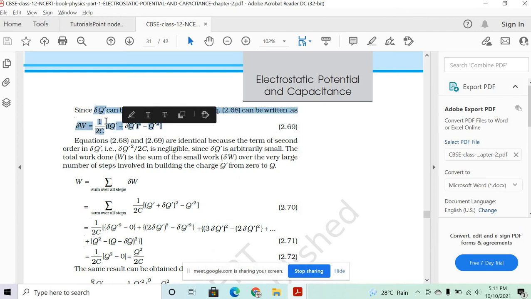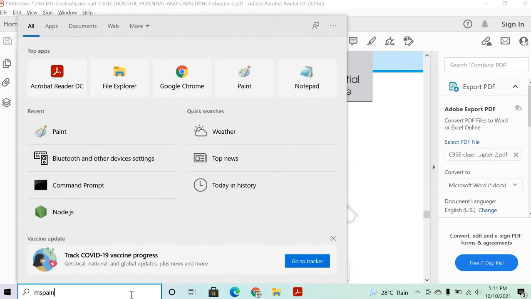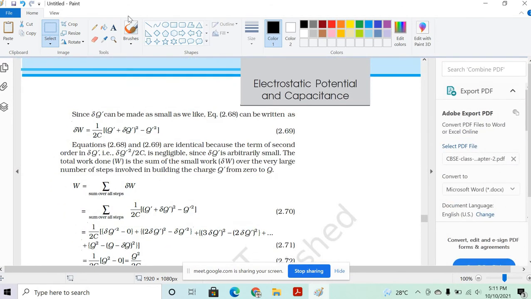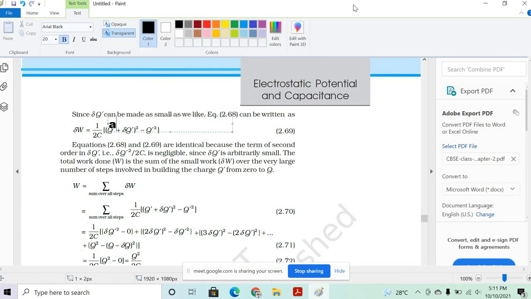this also can be written as half q plus delta q whole square minus q dash square. This part, you know how it is written here? No. Okay, I'll explain this part to you. Not a problem. This can be written simply. See, if we just understand this part, this is A and this is B. Okay, Navya?